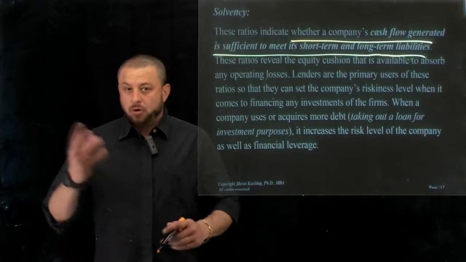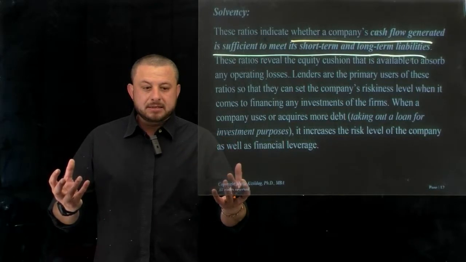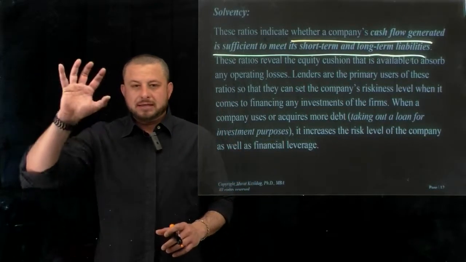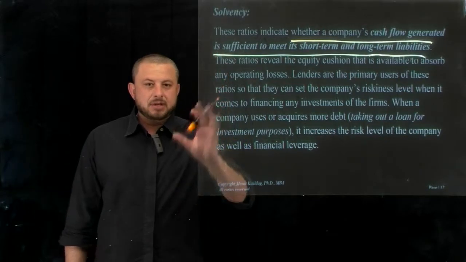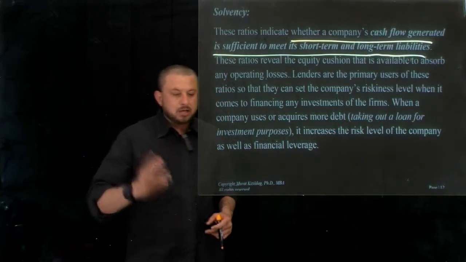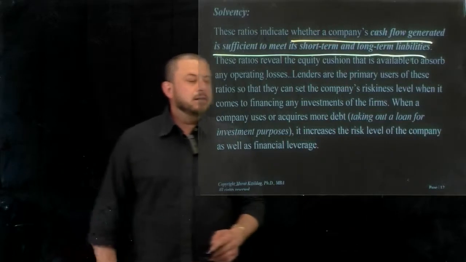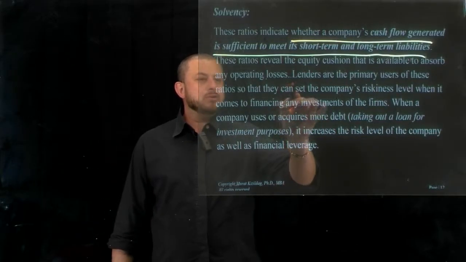I'm not talking about current liabilities this time. I'm talking about the entire total asset section and the entire total liabilities section. This is the distinction between solvency ratios and the liquidity ratios.